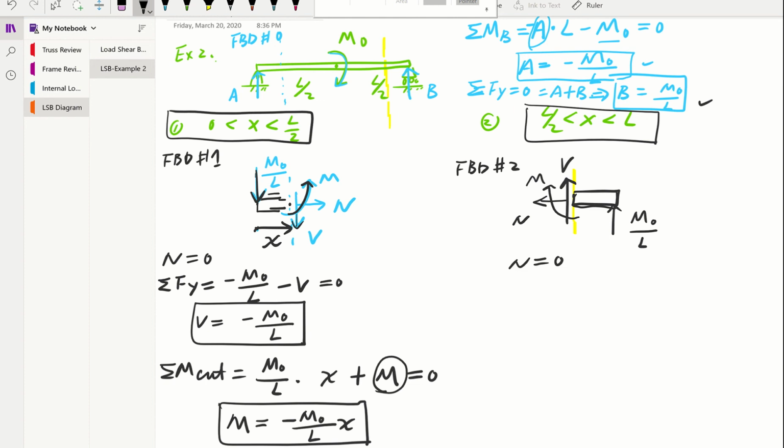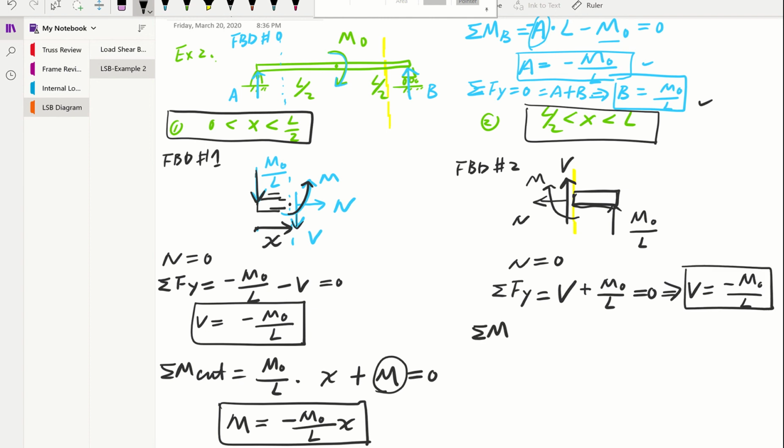So you already know N has to be equal to 0. And the forces at Y will have this V going up, so it's positive. And this m naught over L is going up as well, positive, equal to 0. Then what we calculate is going to be V equal to negative m naught over L. So bracket this answer.